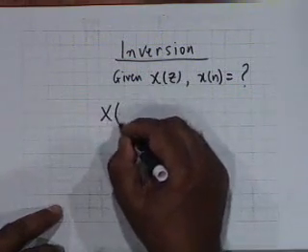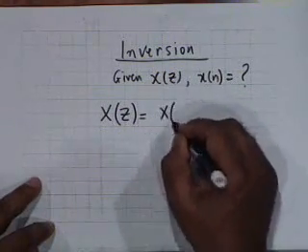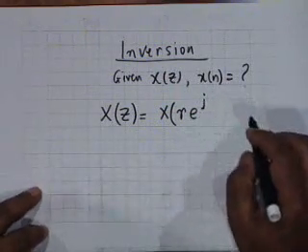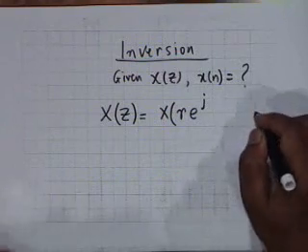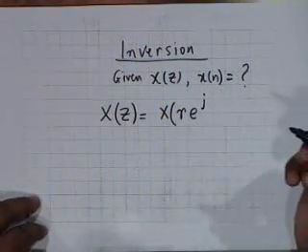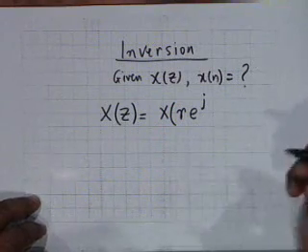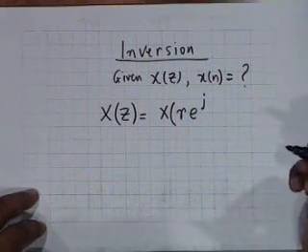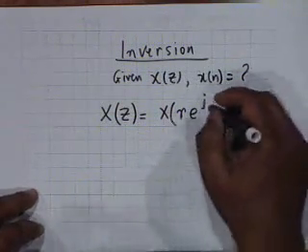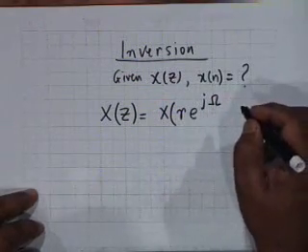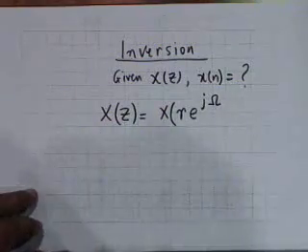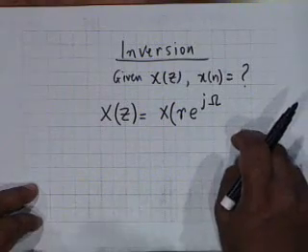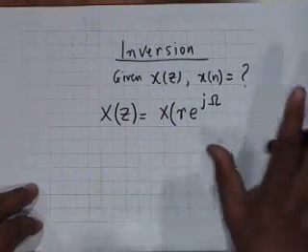We argue that capital X of z, where z is the complex variable r e to the power j omega. For a moment, we have been using small omega. For a moment, let us use capital omega, because this is what we used in the DTFT. Would you permit that, or would you like me to write small omega? It does not really matter. This is only to bring to your memory the inverse Fourier transform relationship. Otherwise, you can use small omega. Small omega or capital omega, both are continuous variables, whereas small n is a discrete time variable.